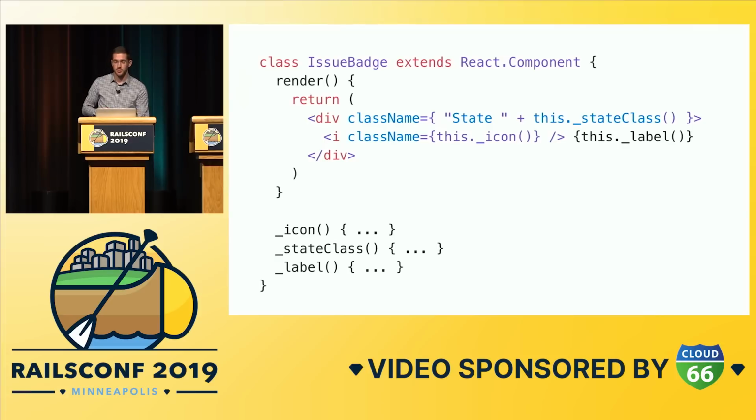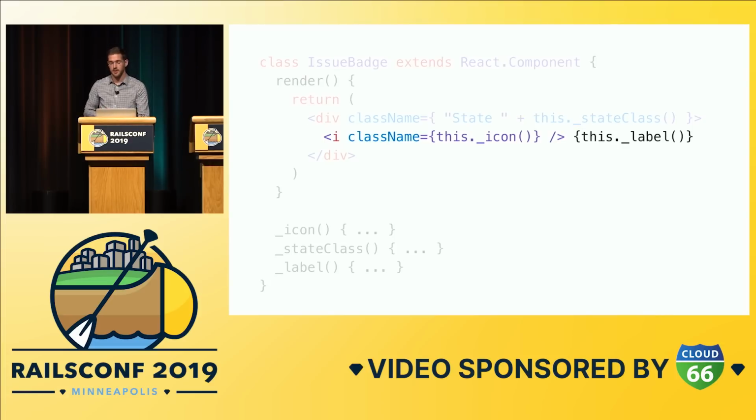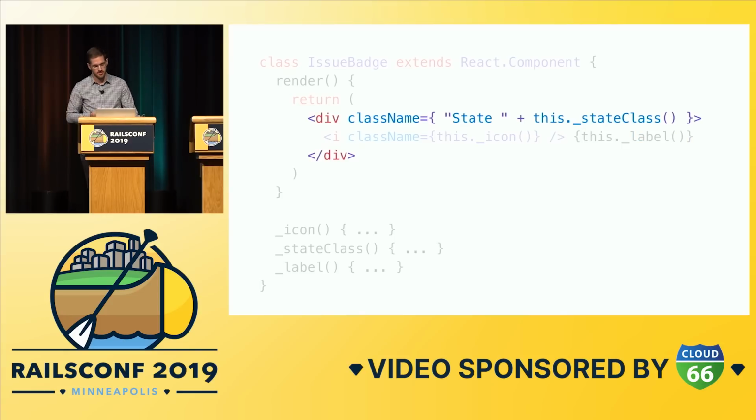So here's an example of what the issue badge might look like as a React component. Like our template, the component renders an icon and label wrapped in a state-specific CSS class.